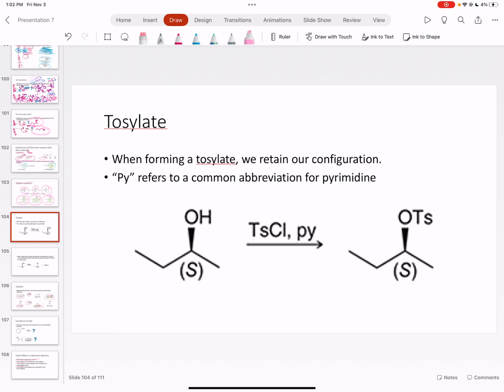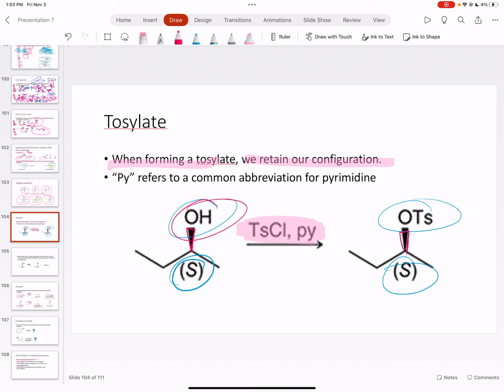So when forming tosylates, we retain our configuration. It's technically like we're replacing our leaving group with a tosylate. So you can see we're just going to retain the same configuration. And when you have to convert to a tosylate, this is going to be your reagent. So you can see we kept that wedge, and then we just replaced that leaving group with a tosylate.